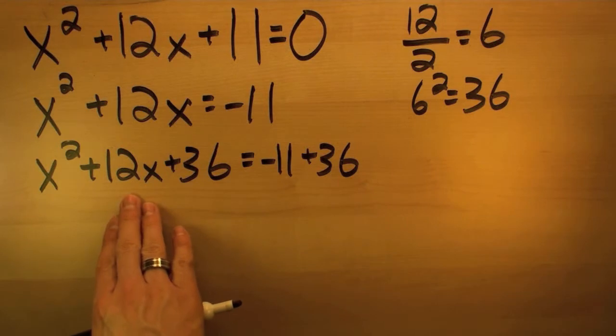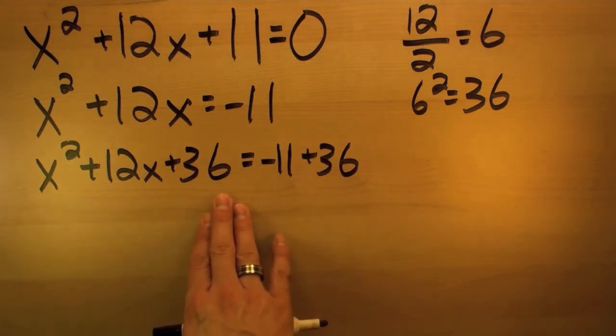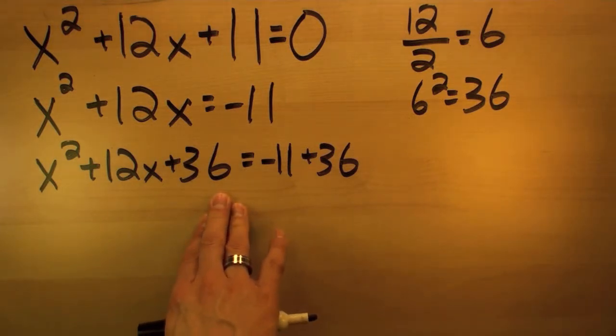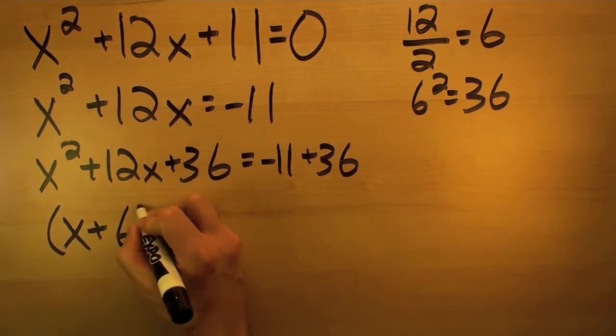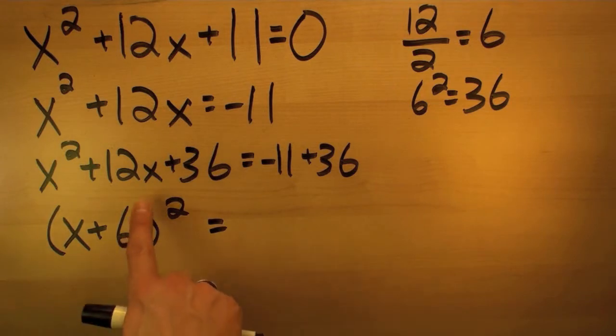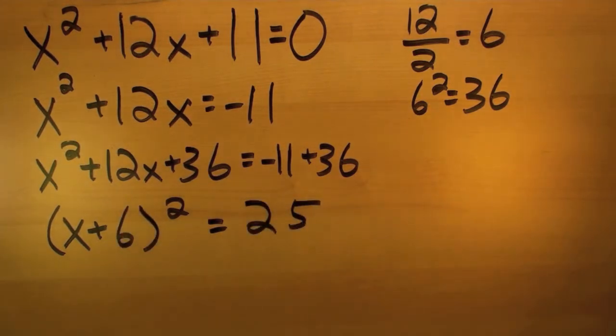Now the whole reason that we take half the coefficient on the x term and square it is because we have now forced the left side of this equation to be a perfect square. That is, we can factor it as a perfect square trinomial. So this factors as x plus 6 squared, right? If we FOIL this back out, we're going to get x squared plus 6x plus 6x plus 36, which becomes this. And on the right we have 25.